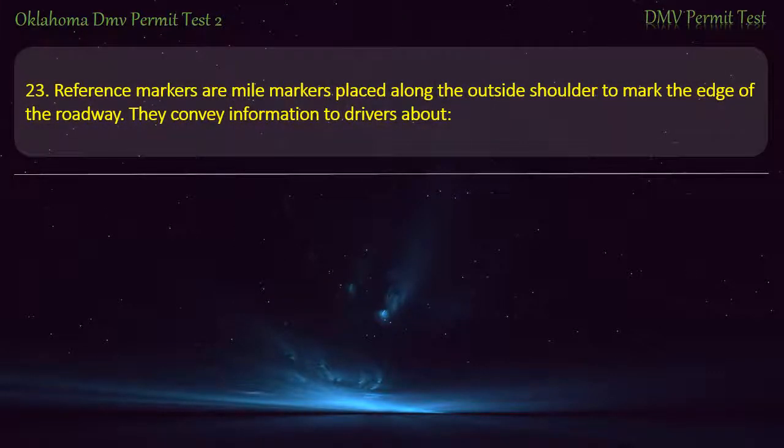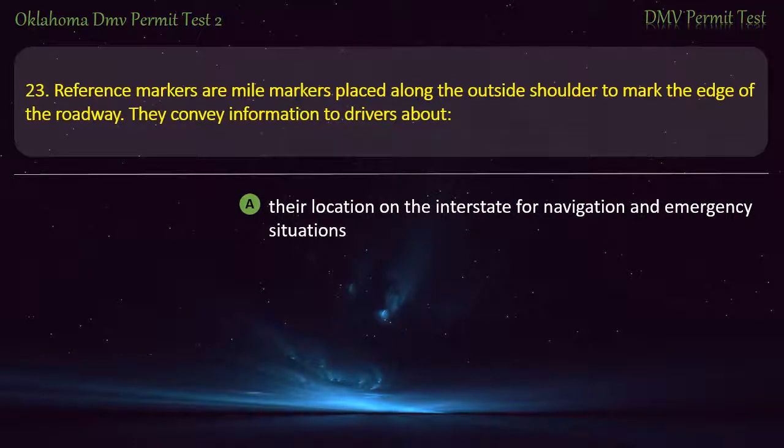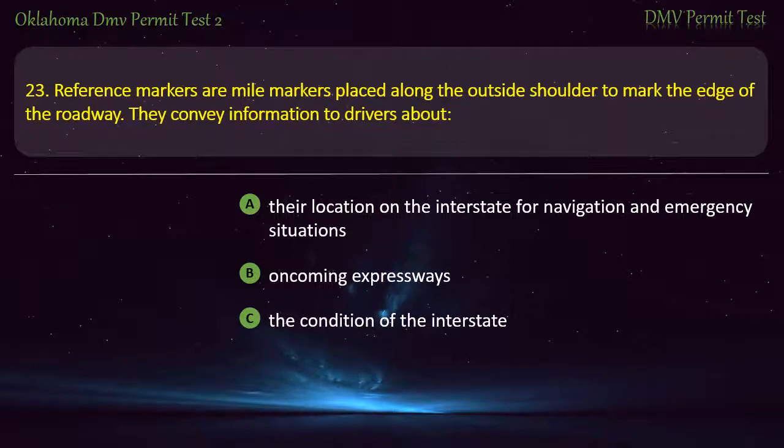Question 23. Reference markers are mile markers placed along the outside shoulder to mark the edge of the roadway. They convey information to drivers about their location on the interstate for navigation and emergency situations, oncoming expressways, the condition of the interstate, the posted speed limits on the road. Answer. Their location on the interstate for navigation and emergency situations.